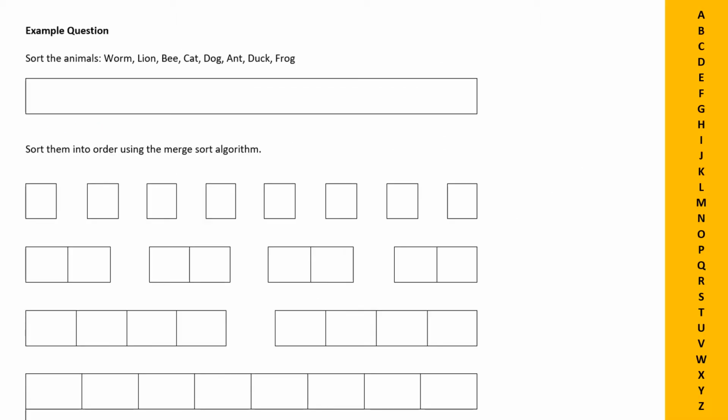So for this example, I've come up with a question. It's a different question to one that you've been given, but it's set out in exactly the same way. So this one asks you to sort the animals, and there are 8 animals listed.